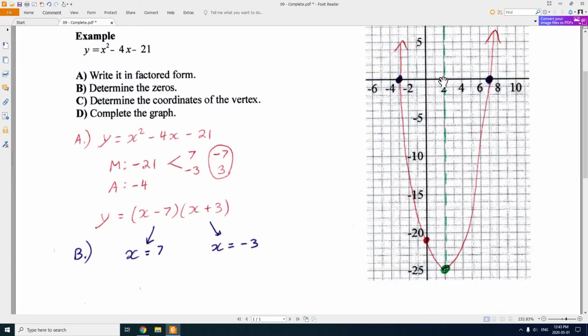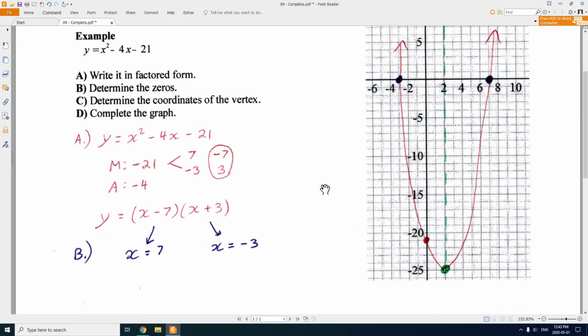I can start plotting it out here. X is 7. X is -3. Now I have 2 x-intercepts. I have my y-intercept from the standard form. Still not quite enough to graph it, though. What I really need is that vertex, right? If I have the vertex, now I can graph it.